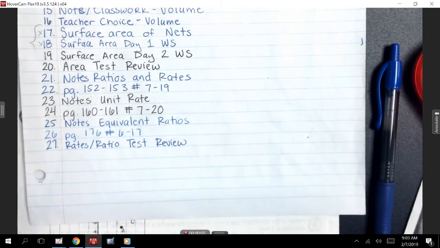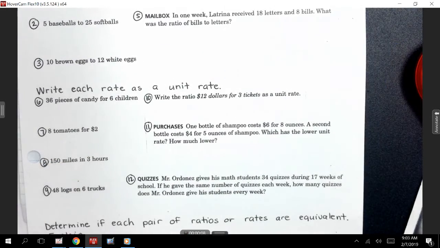All right, so we're looking at our ratio and rates test review.